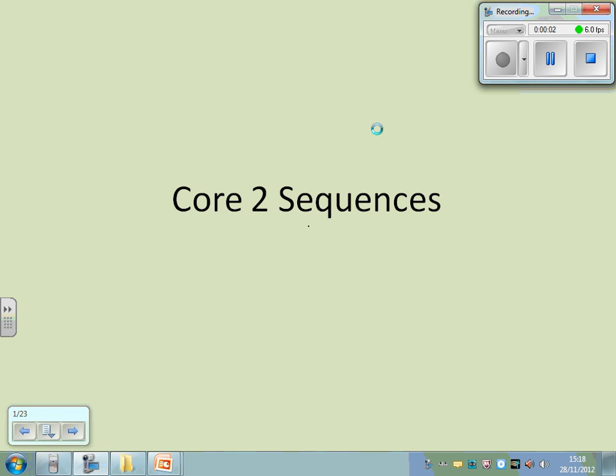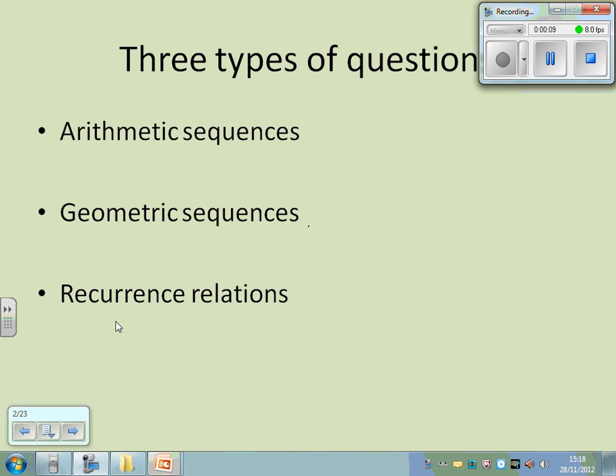This is the third Core 2 revision session. This one's going to be on sequences and series, and in the next 10 minutes we're going to look at the three different types of sequences that we've got to do for Core 2.